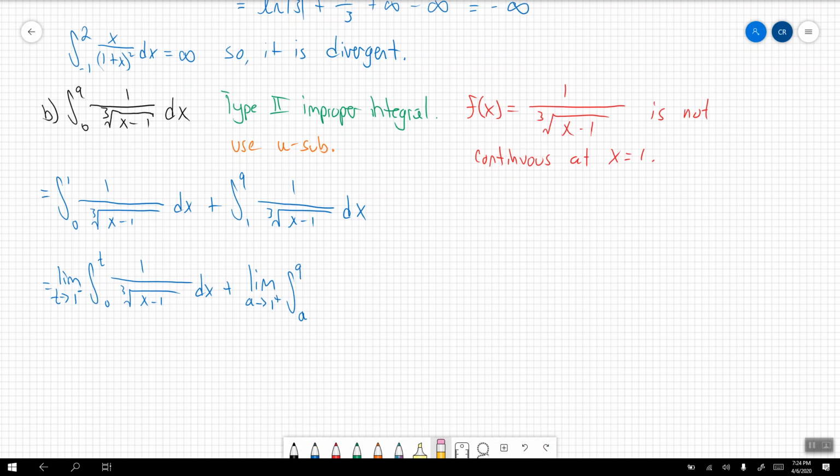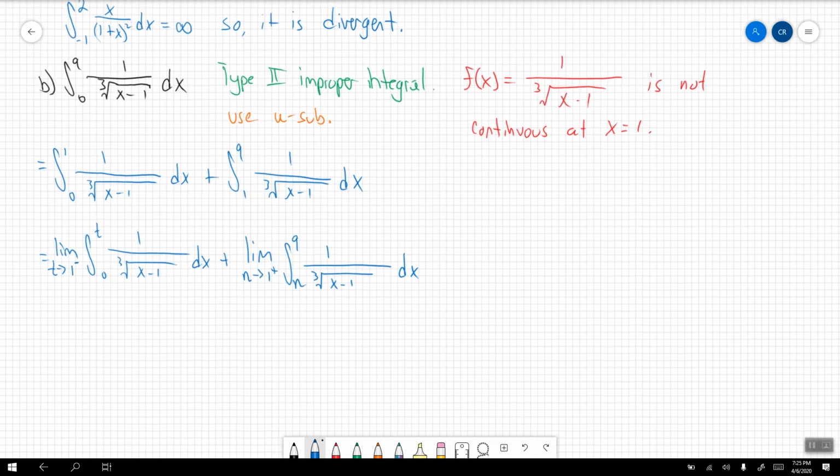You know what? I don't want to use a because I'm already using 9, and it might get convoluted. So let's choose n. There we go, that's better. That's going to be the cube root of x minus 1 dx. Now all we have to do is use a u substitution for these two integrals, and we'll be able to extract the portion that we need.